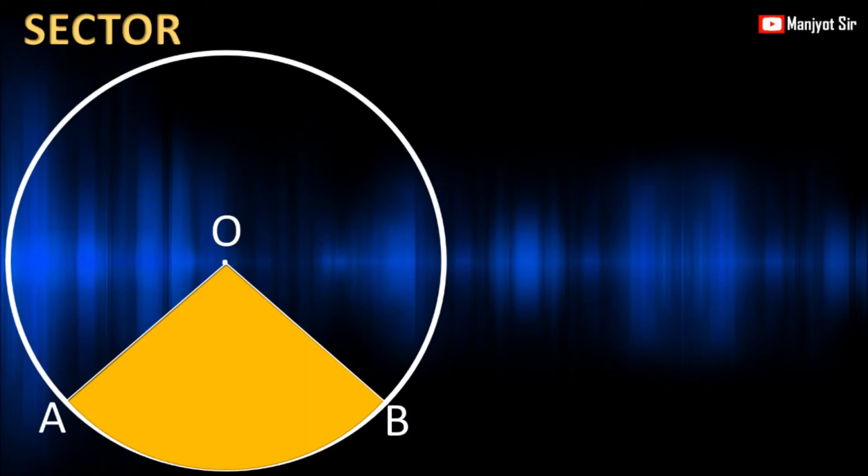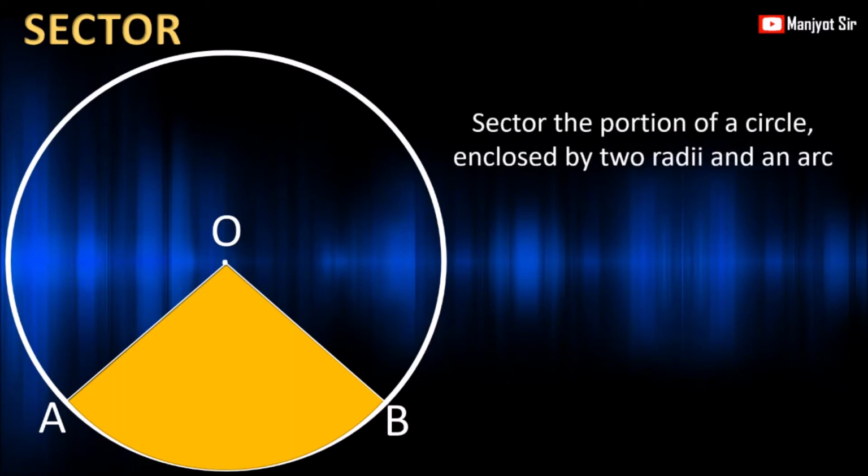Now observe this smaller region or the yellow part carefully. If you observe this yellow part, this region is enclosed between two radii and one arc. See, observe, this yellow region is between two radii, one is AO and other is BO, and one arc AB. So any region that is enclosed between two radii and one arc is called a sector. So this yellow region is nothing but a sector. Sector is a part of circle and it is enclosed between two radii and one arc.